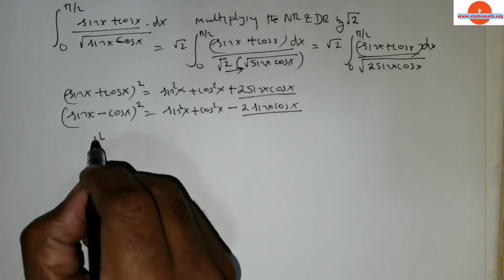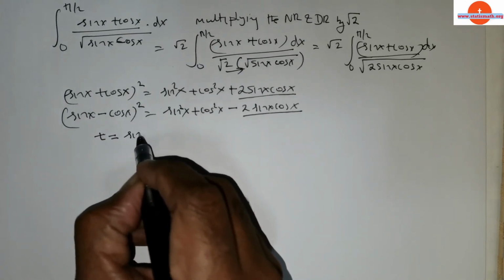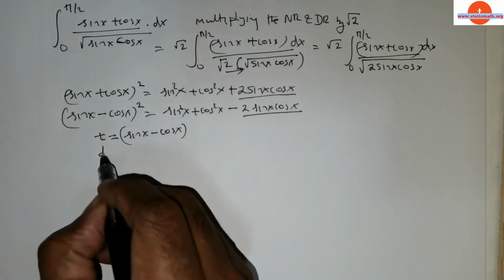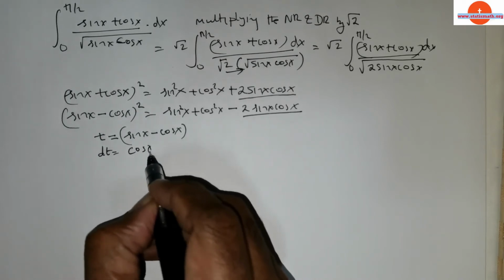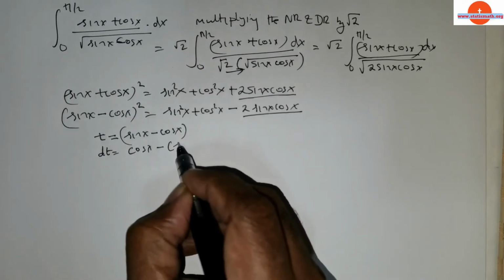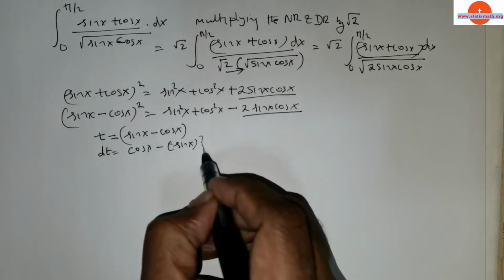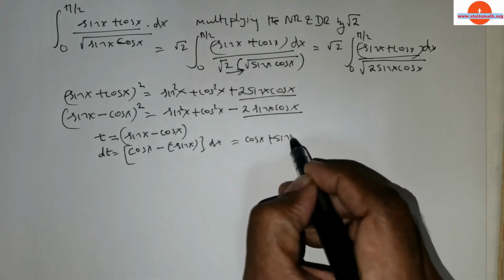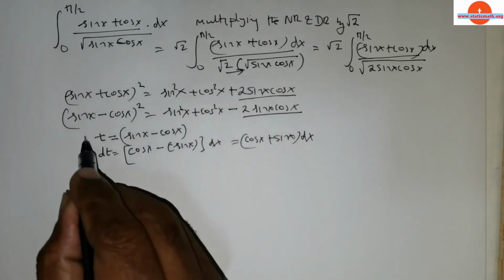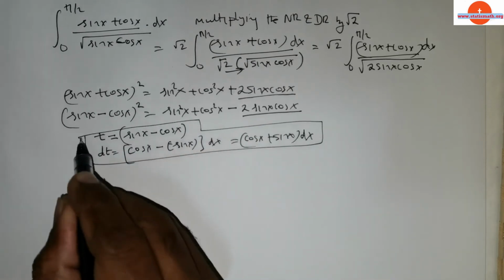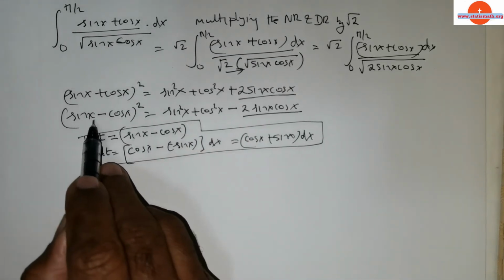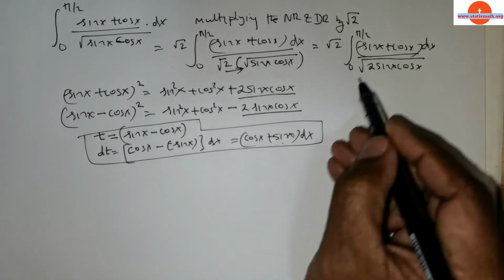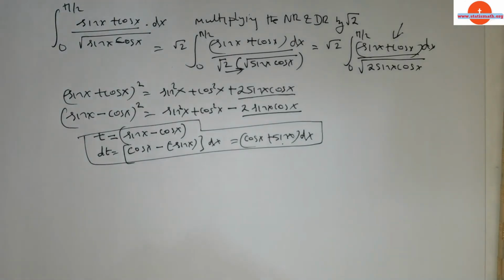If I were to take t to be equal to, say, sine x negative cos x, and if I were to differentiate this, I would get cos x negative, the differential of cos x is going to be negative sine x times dx, which I can rewrite as cos x plus sine x times dx. So what I am trying to tell you here is, if I were to use this and make the substitution, clearly I would be able to hit the numerator.